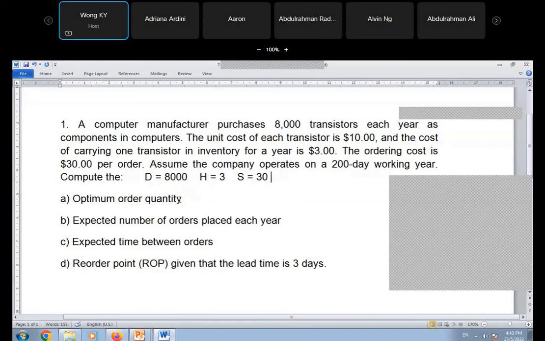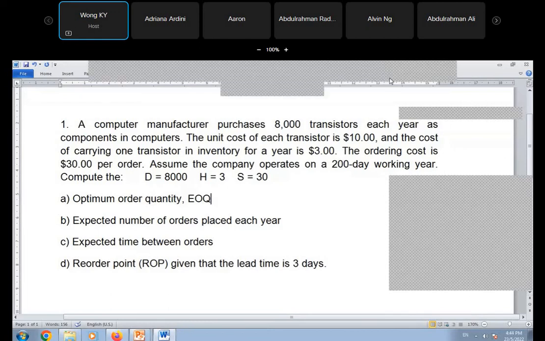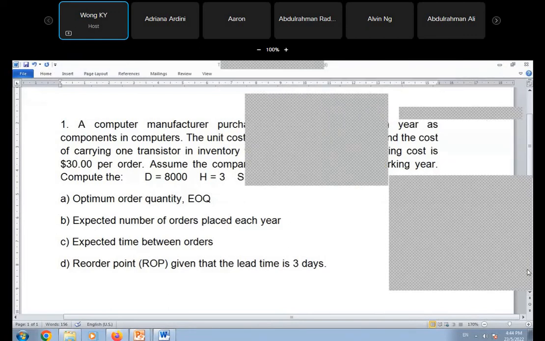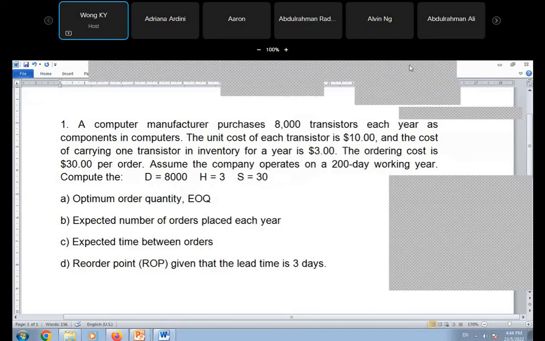Okay, so let's look at the first one. Calculate the optimum order quantity. In other words, the question asks you to calculate EOQ. EOQ is the economic order quantity, which is also the optimum order quantity. It gives us the minimum cost. Can anyone share the answer for EOQ? What is the value that you have calculated? Oh, you typed 400. Okay, so let's do it together. I think it's 400 also.